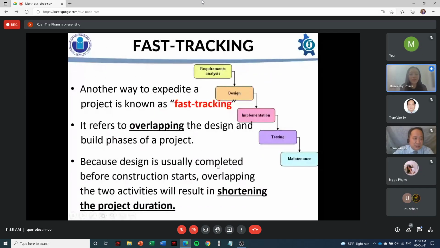So in the previous part, we learned how to rush a project to meet the timeline. Besides, we still have one more method called fast tracking. Usually, we say that the design will be completed first, then the construction starts. However, fast tracking suggests that we can overlap these two activities to shorten the project duration.